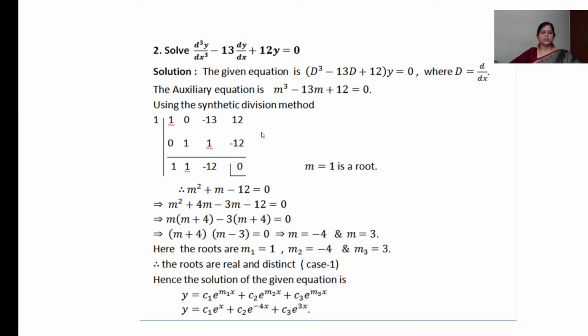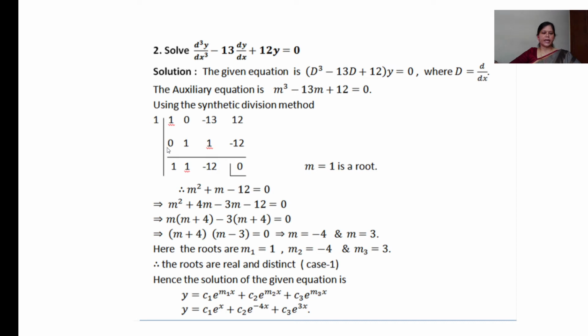Synthetic division is a trial and error method only. We have to check whether the equation is satisfied with m = 1, by substituting it here. Since m = 1 satisfies the equation, I am dividing this equation by 1. Suppose 1 is not satisfying this equation, we have to go with -1. If that is also not satisfied, we have to go for 2 and -2, and it goes on like that. So it is a trial and error method only. For this equation 1 is satisfying, that's why we are dividing this equation by 1.